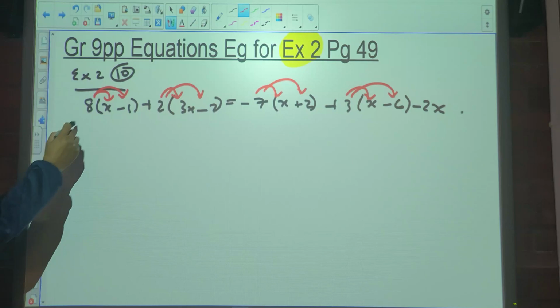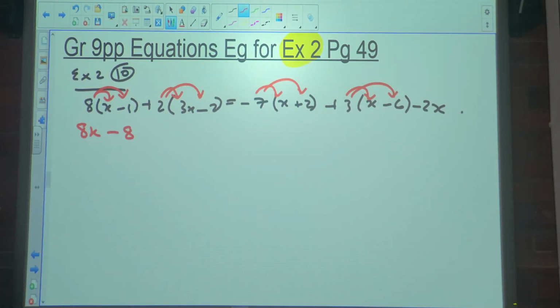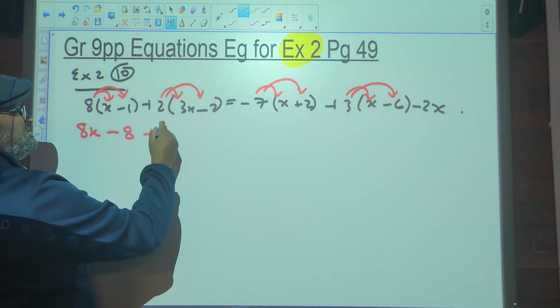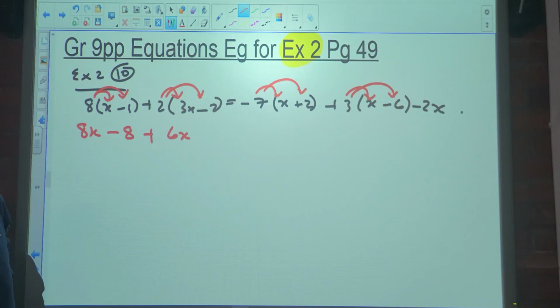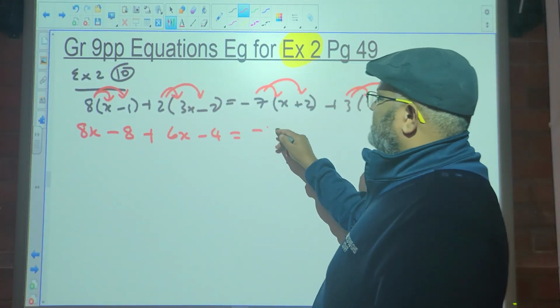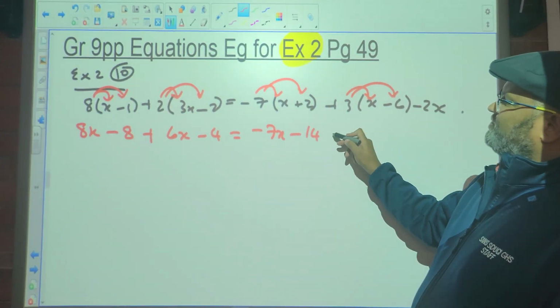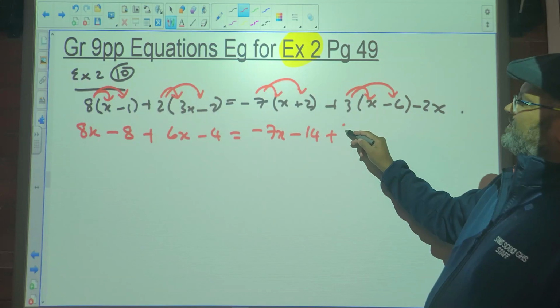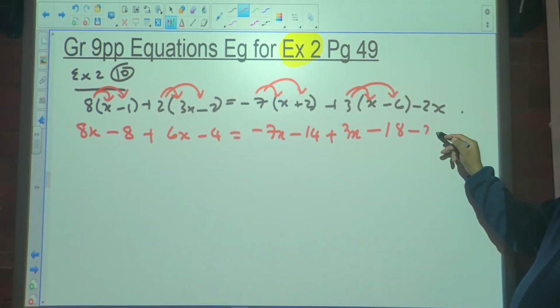Alright, so what's 8 times x? 8x. 8 times negative 1? Negative 8. What is 2 times 3x? 6x. 2 times negative 2? Negative 4. Negative 7 times x? Negative 7x. Negative 7 times positive 2? Negative 14. 3 times x? 3x. 3 times negative 6? Negative 18 minus 2x.